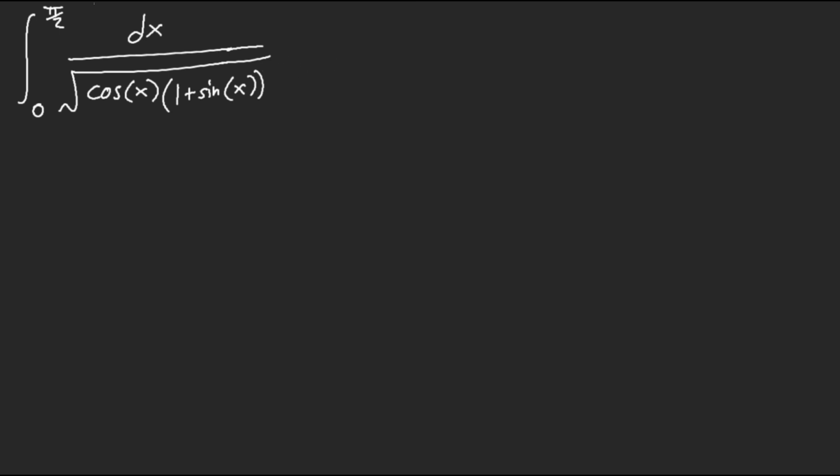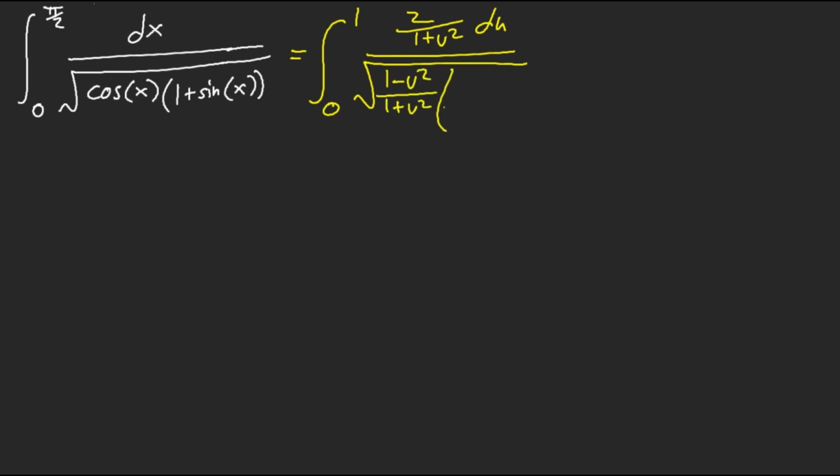So let's go ahead. Assuming we already know the formula, this goes into the integral from 0 to 1 of 2 over 1 plus u squared du, and then square root of 1 minus u squared over 1 plus u squared, and then we know that the denominator is going to be 1 plus u squared as well, because 1 plus sine of x is 1 plus u squared. Okay? Right, 1 plus u squared plus 2u, that's this. I'm just going by fast.